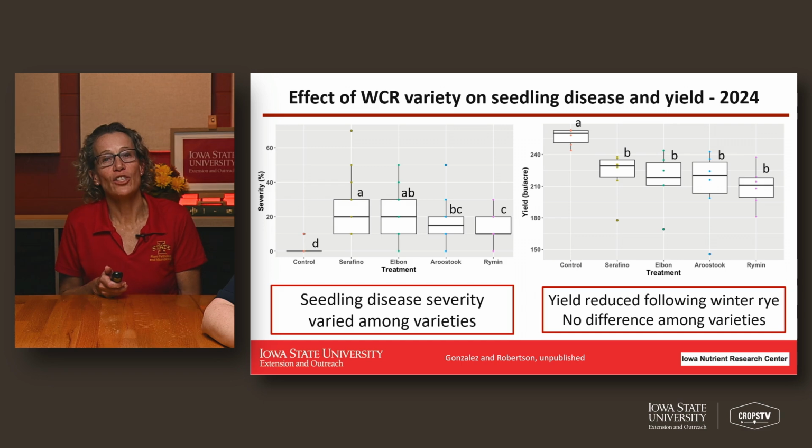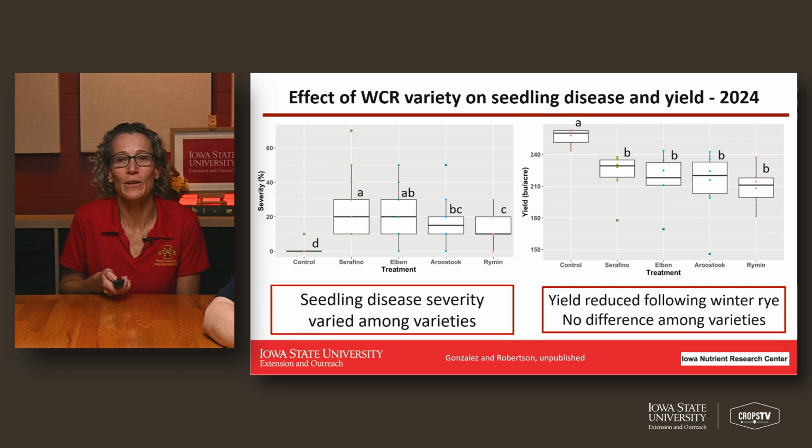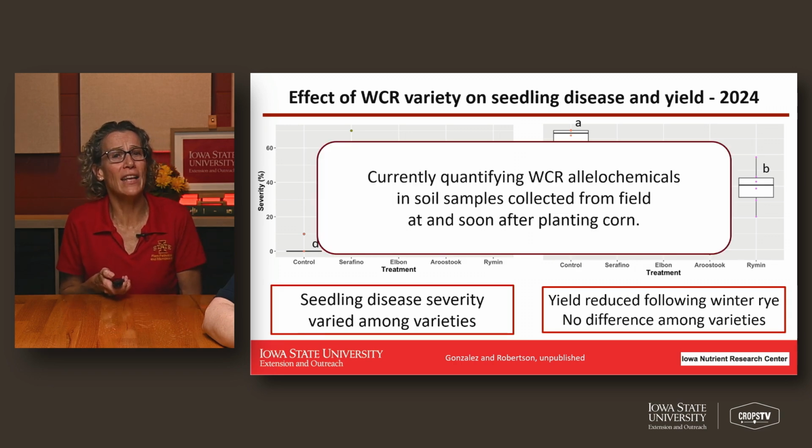So this trial will be repeated in 2025 and hopefully in 2026, just because 2024 was such an anomaly of a year. You saw that in the work that we did with Peter, that we had so much biomass, and that was the case with this trial as well. We had cereal rye that was 6 foot tall. And then, of course, we're interested in the allelopathic chemicals.